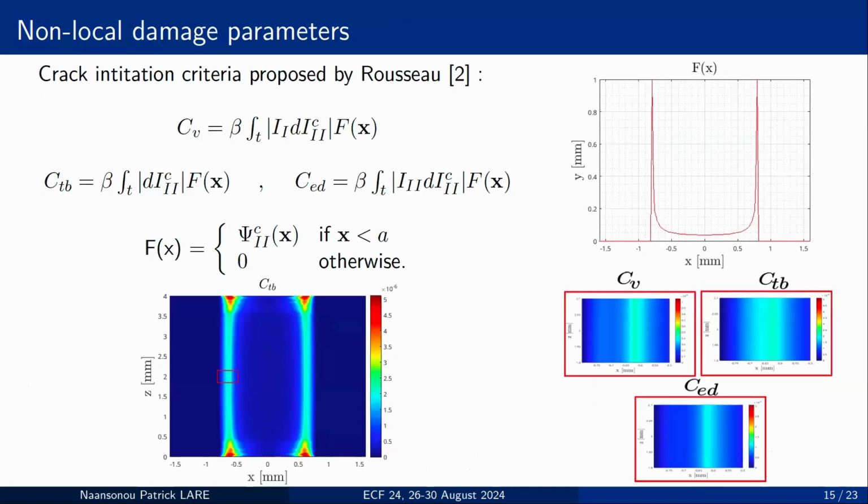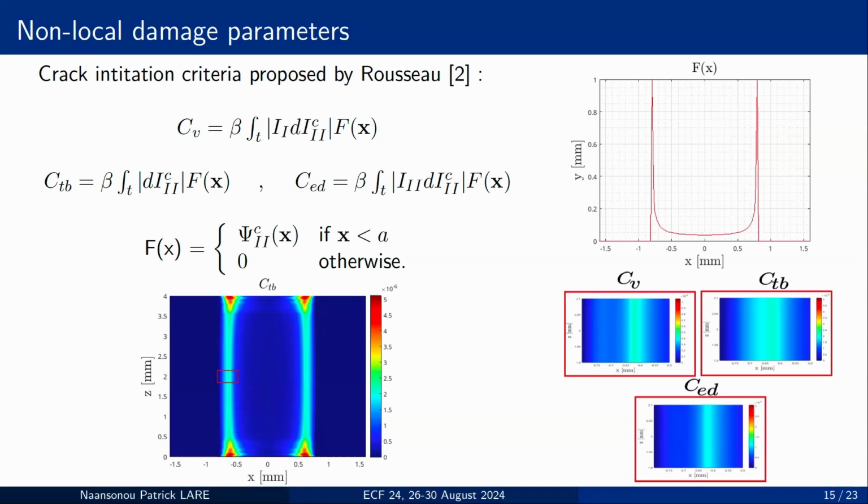Okay. Now we know the intensity factors, so we can compute damage parameters. The damage parameters were proposed in the thesis of Guilhem Rousseau. We have a volumetric criterion, which is a non-local version of Archard's law. We have the tribological damage parameter, which is a kind of accumulation of partial slip at the contact interface, and we have the dissipated energy criterion.